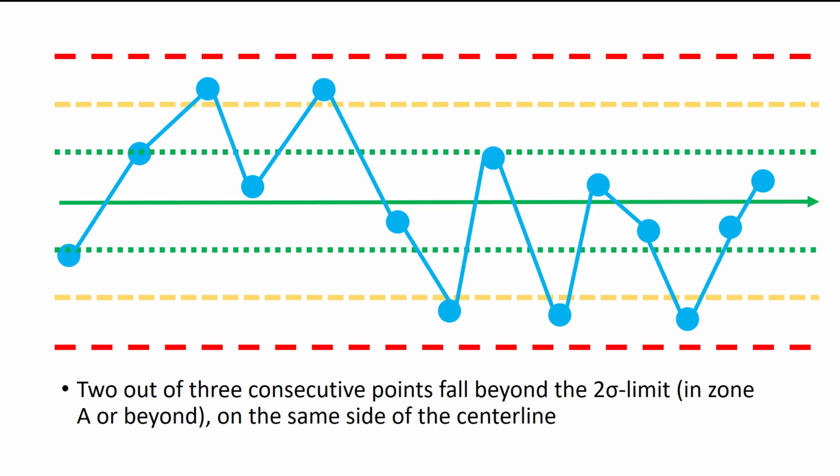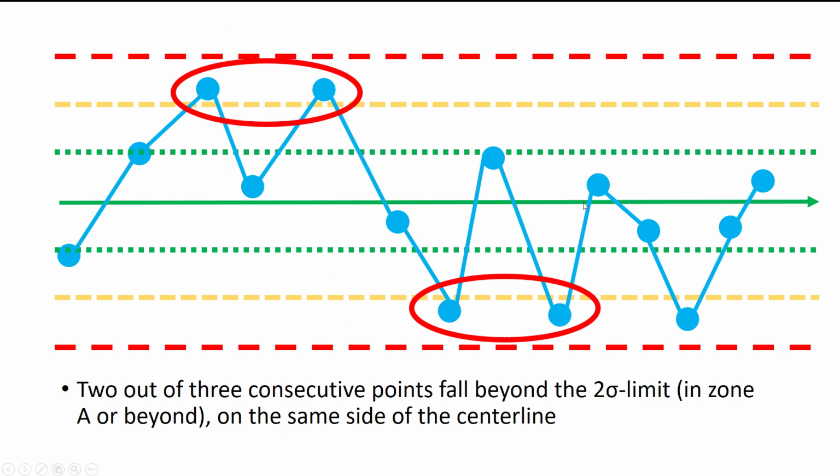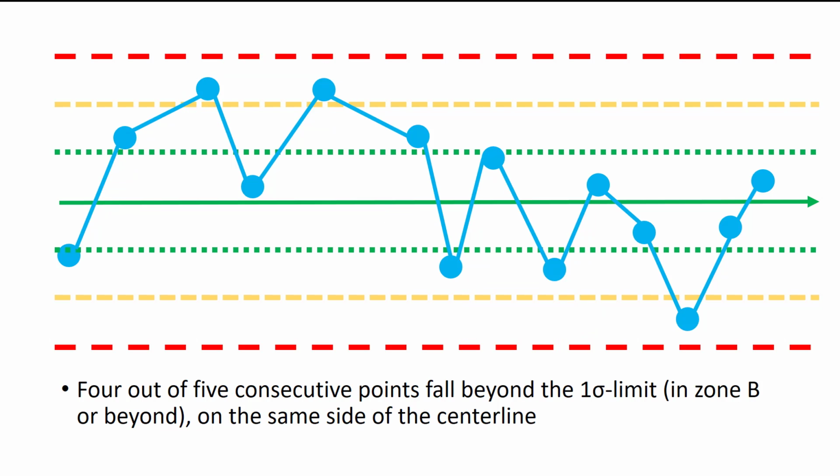2 out of 3 consecutive points fall beyond the 2 sigma limit. So it's zone A or beyond on the same side of the center line. So we have a couple of occurrences here. You can see they don't have to be 2 in a row. It can be 2 out of any 3. Again, that's only about 5% of all of the parts should be outside of that zone. So if we see 2 out of 3, that's highly unlikely to be normal variation. We're looking for that special and assignable cause to have caused this.